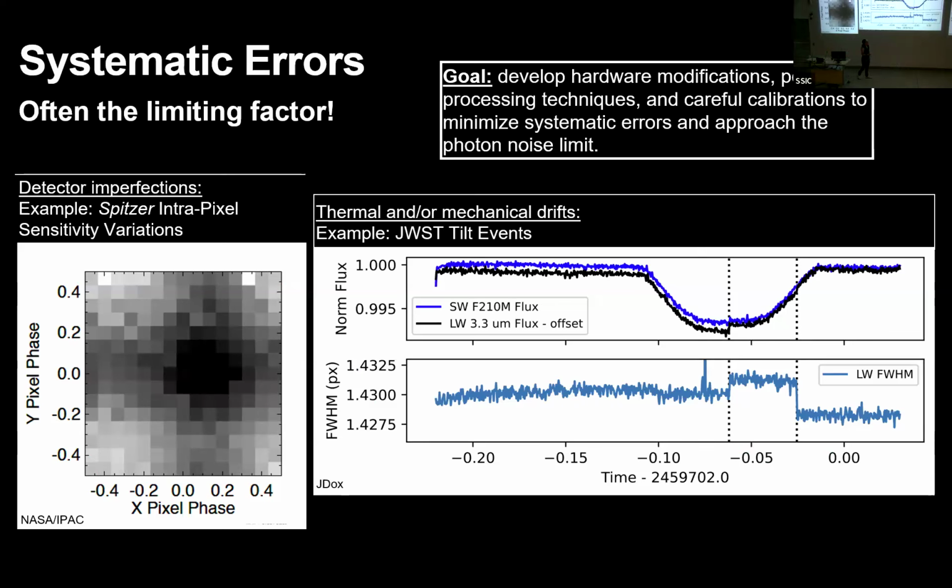You can also have thermal drifts that affect your photometry and point spread function. And this is an easy example here, an early observation of a tilt event when one of James Webb's mirror segments tilted and then affected an exoplanet transit signal. So calibrating these things and minimizing them is another goal when you're thinking about instrument design and post-processing.